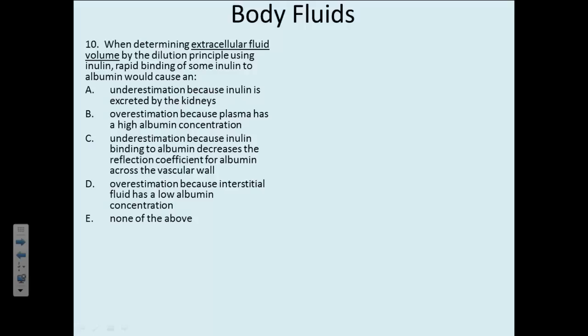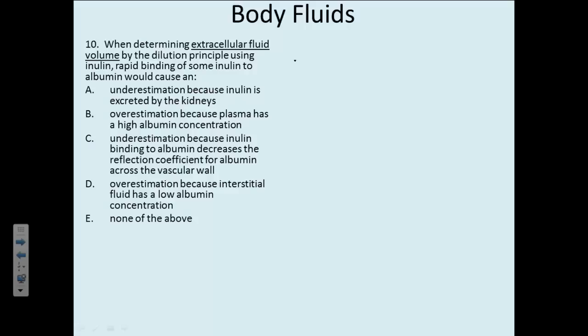And we'll also have to think about the concept of reflection coefficients for different compounds as they're traveling through the body fluid compartments. So what I always suggest is the first thing that you should do whenever you're solving a problem like this that's using the body fluid dilution principle is go through and write up the equation itself. It's going to be much easier to think about how it might change in this situation if you actually have the equation in front of you.